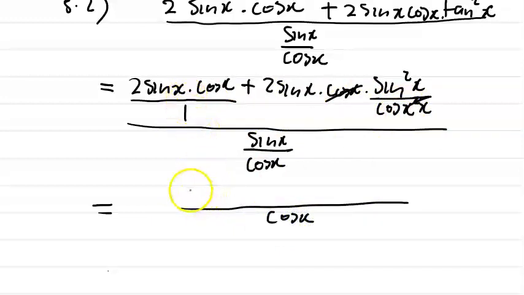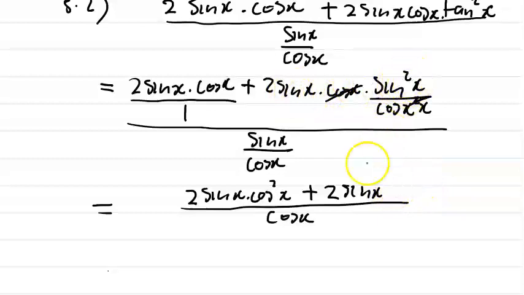So I'm going to be left with 2 sine x times cos squared x. Remember, 2 sine x cos x times cos x is 2 sine x cos squared x, plus here I'm going to be left with 2 sine x times sine squared x. So let's write it as sine cubed x.